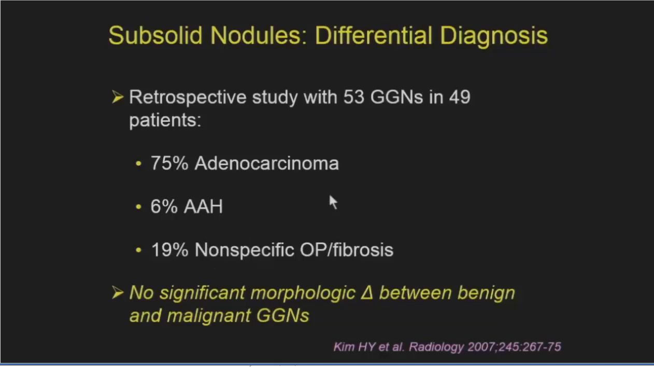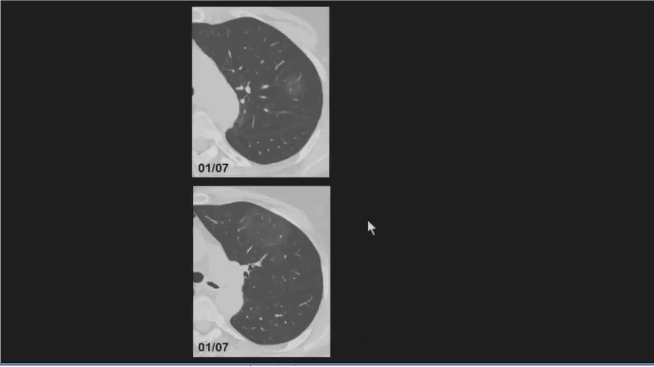And there have been some studies showing specific features that are seen in different types. For instance, sphericity has been seen more frequently in atypical adenomatous hyperplasia, while air bronchogram and size greater than 10 millimeters are more frequently seen in lung adenocarcinoma. But still there is not one feature that can completely differentiate benign from malignant nodules. So the only way is to really follow these lesions.